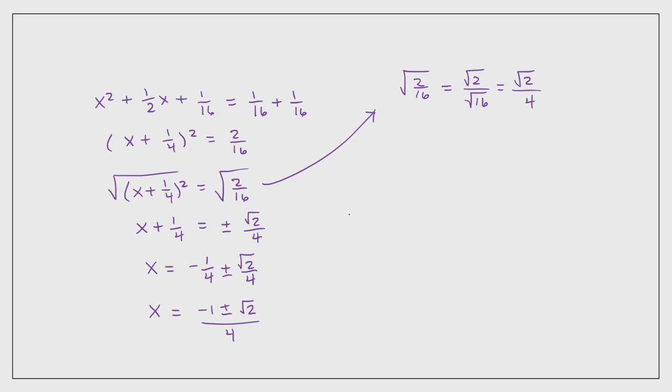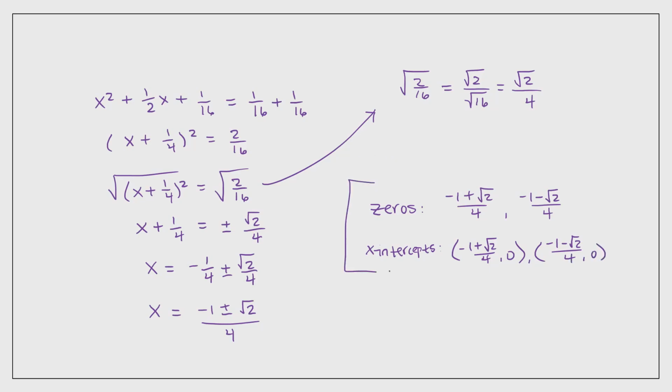So our zeros are going to be -1 plus the square root of 2 over 4 and -1 minus the square root of 2 over 4. Our x-intercepts are going to be the points (-1 plus the square root of 2 over 4, 0) and (-1 minus the square root of 2 over 4, 0).